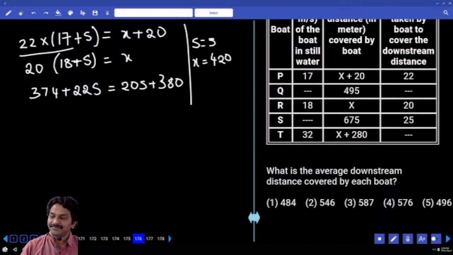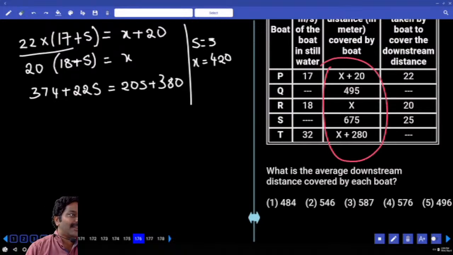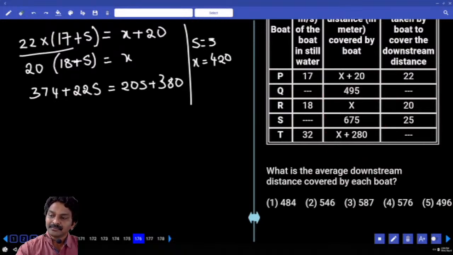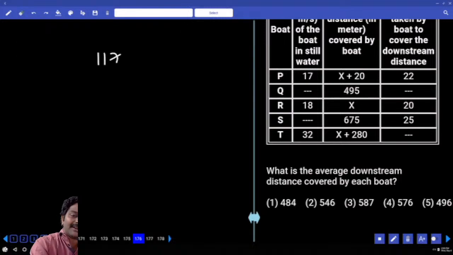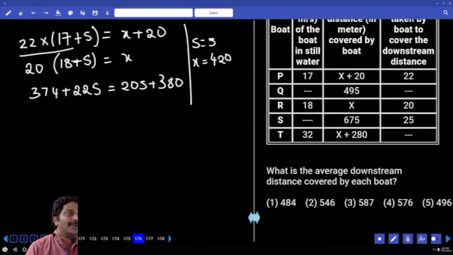Now let's start questions. What is the average downstream distance covered by each boat? Downstream distance covered by each boat is the sum of all the values only. Right. So now if you add 5 to 495 one value becomes 500, the other becomes 670. Both together, let me write 1170. Apart from this, the remaining values have X values, right? X, 3X, 20 plus 280, 300. So that is 3X plus 300 only. What was the X value? 420.